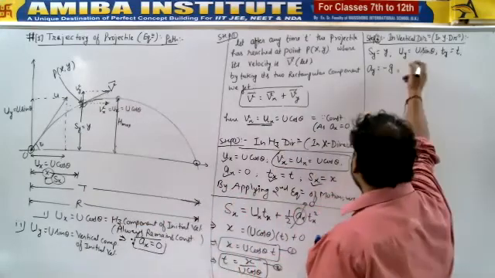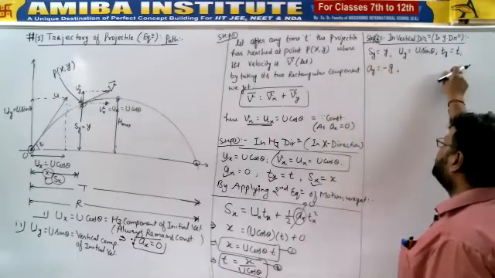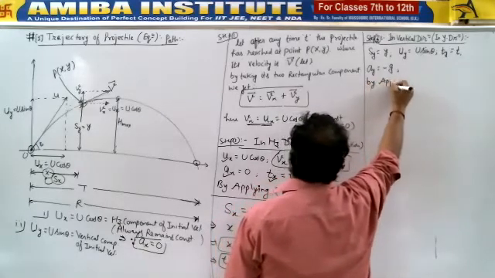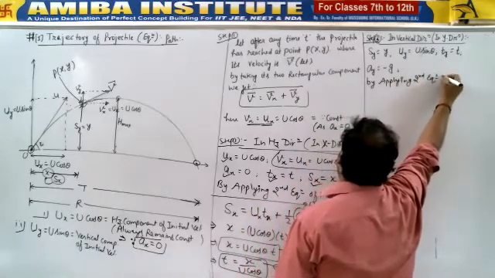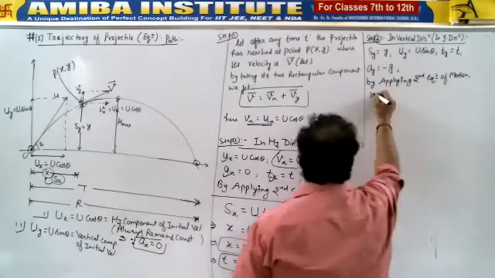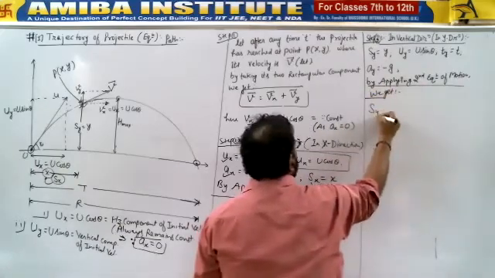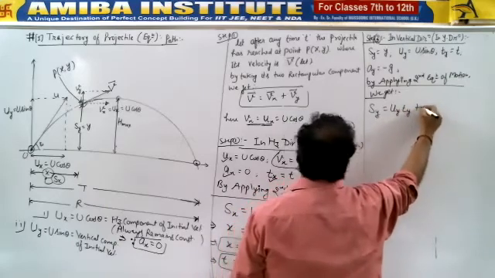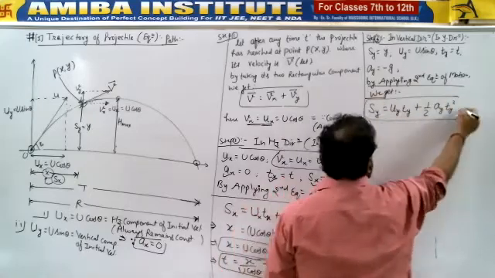So again, what equation can we apply here? Again, the second equation of motion, in which all these four data come, S U A T. So by applying the second equation of motion, we get Sy is equals to uy ty plus half ay ty square, s is equals to ut plus half at square.